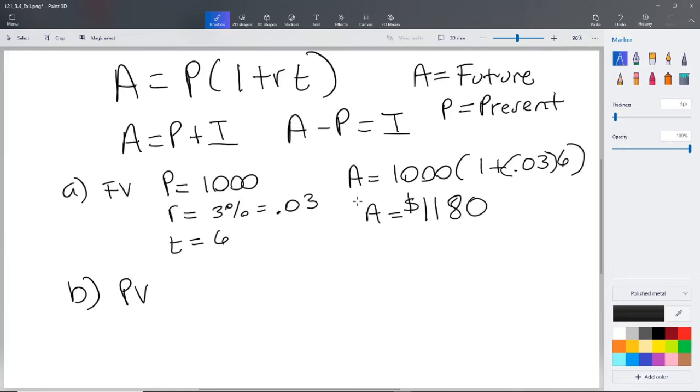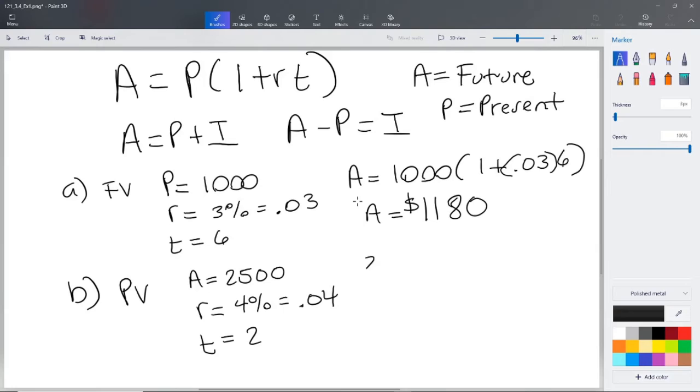So what we don't know on this one is the P value. We know the A value, so we know that A is 2,500. That's what we're trying to get to. We know what the interest rate was. They gave us a 4% interest on this one. Again, we write it as 4%, we're going to call it 0.04 for us. And then the time, we know it's 2 years from now that we're taking this trip.